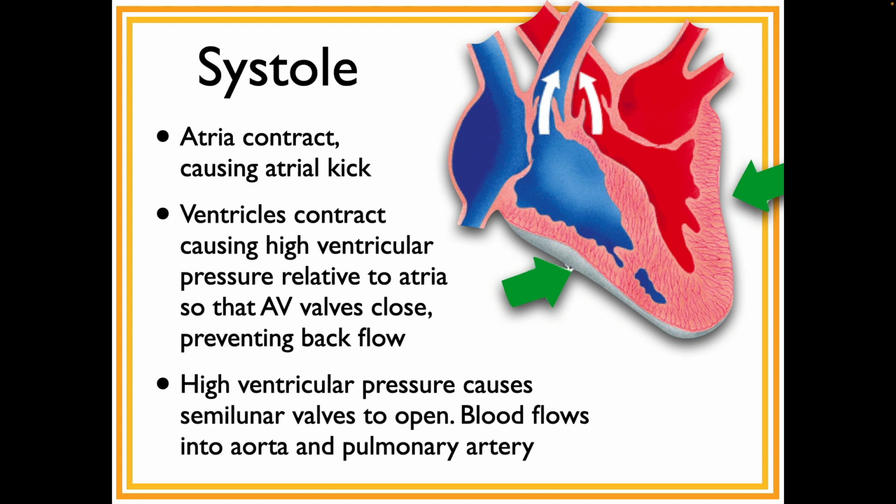Then what happens is the atria contract, causing atrial kick, okay? At that point, the AV valves close, and we don't see the chordae tendineae here, and the ventricles contract, okay? These valves now open because of the pressure in the ventricles pushing into the aorta, pushing into the pulmonary trunk, okay? Questions? Make sense to people?